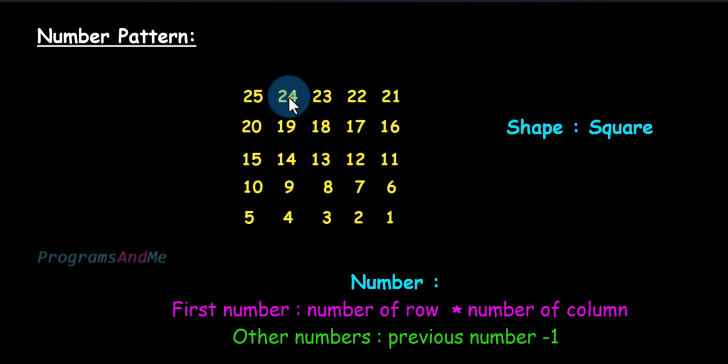And for the next number, you need to minus 1 from this number: 24. Minus 1 from this number, we'll get 23. 23 minus 1, 22. 22 minus 1, 21. 21 minus 1, 20. Like this. Okay, so this is about our pattern. Next, let's write the program.